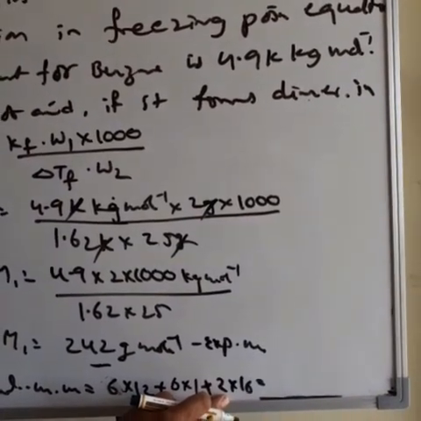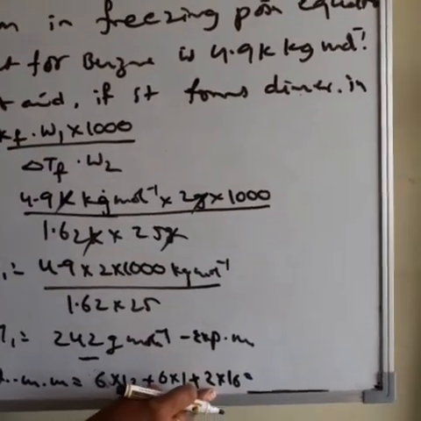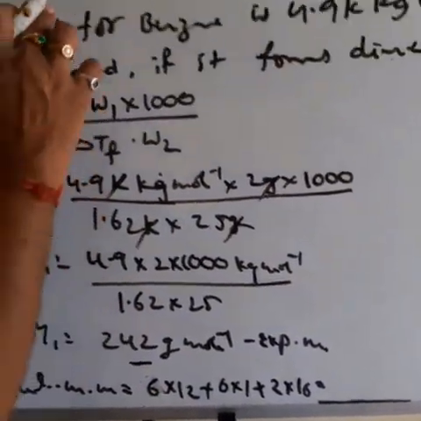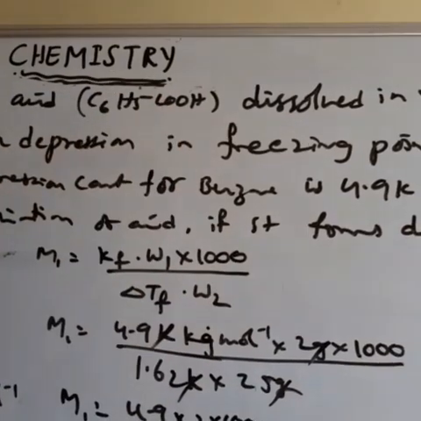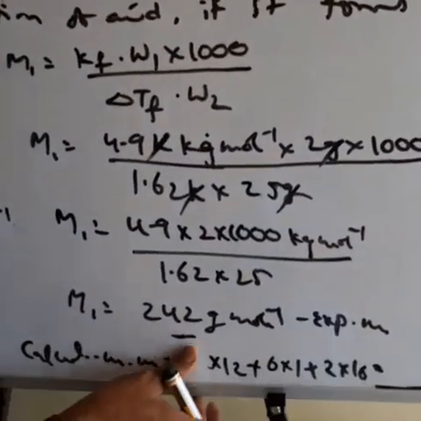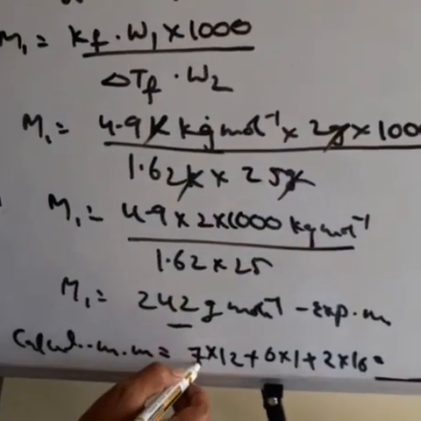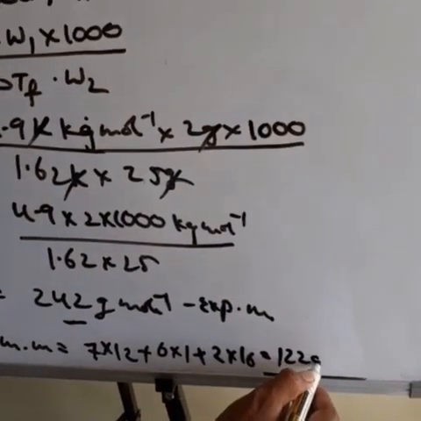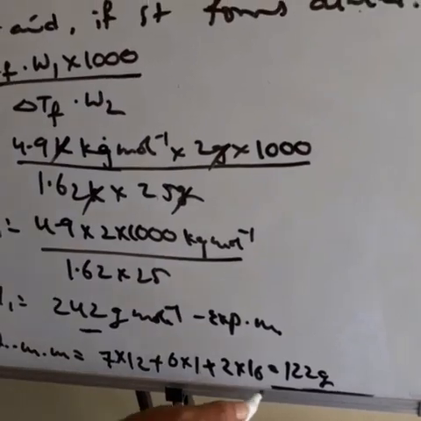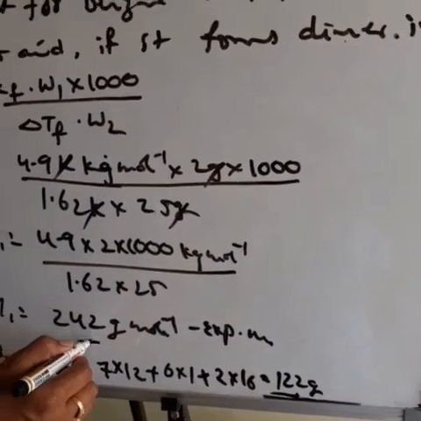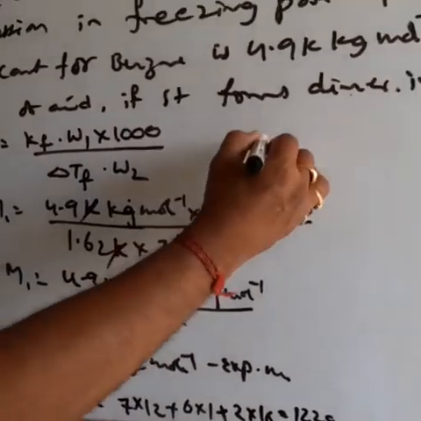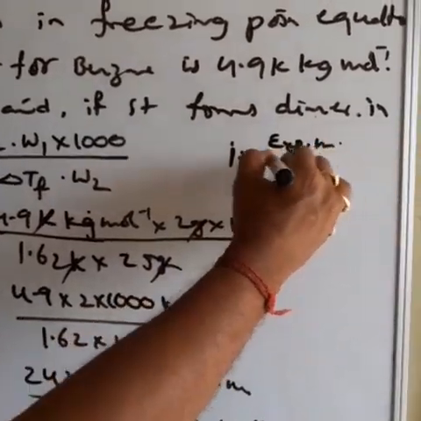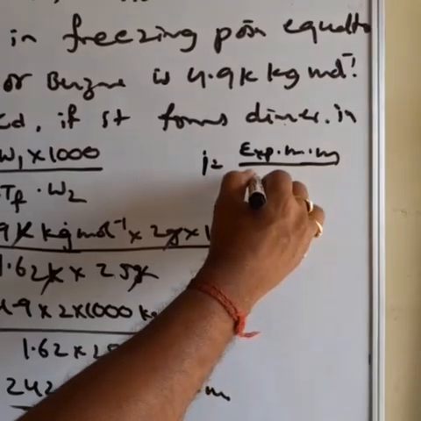Here the number of carbons is not 6, it is 6 carbons plus this one, 7 carbons. The total value is 122 grams. So this is the calculated molecular mass, and this is the experimental molecular mass. Therefore I is equal to experimental molecular mass divided by calculated molecular mass.